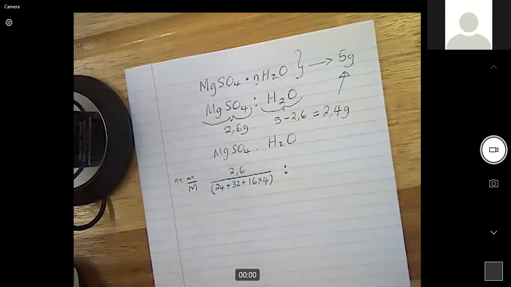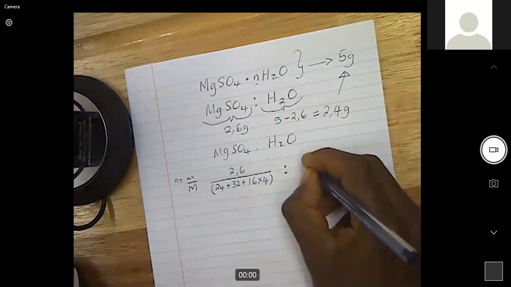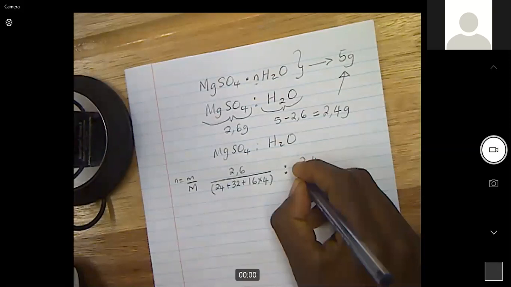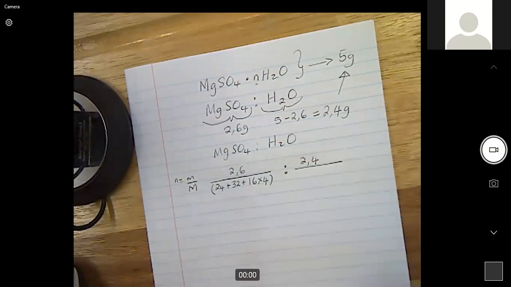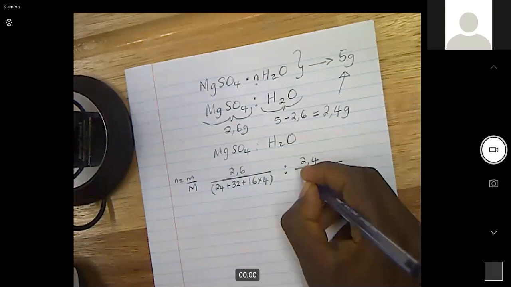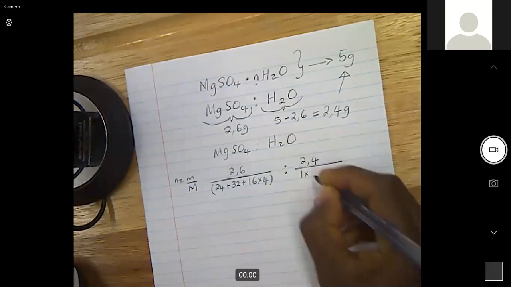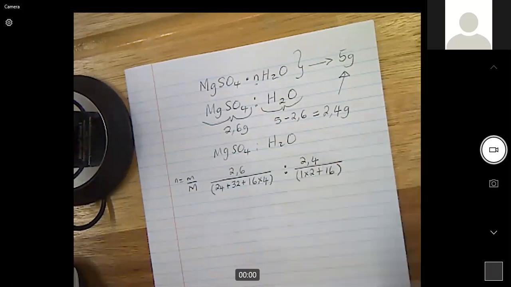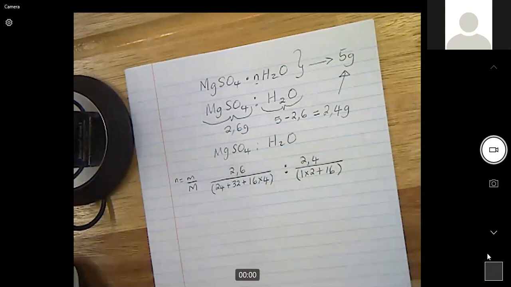Okay, let me do the next one. The mass of water that was in the system and evaporated is 2.4 over the molar mass of water. Hydrogen is 1. How many H's do I have here? 2, plus 16, which I'm going to simplify.